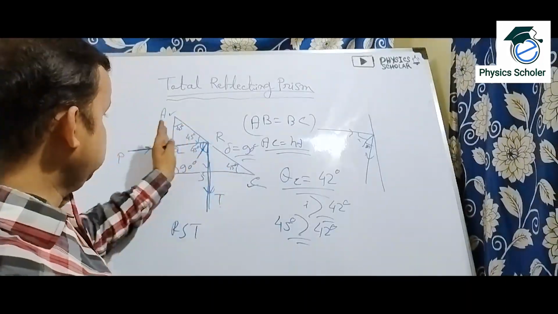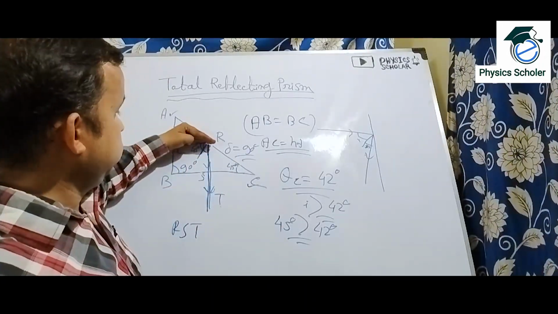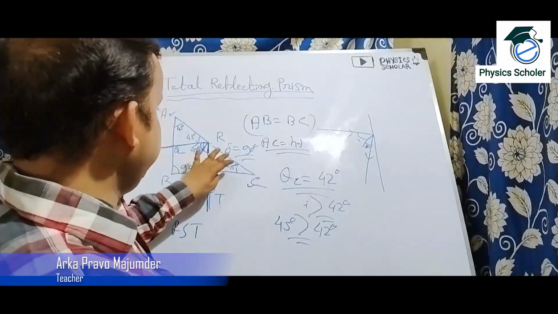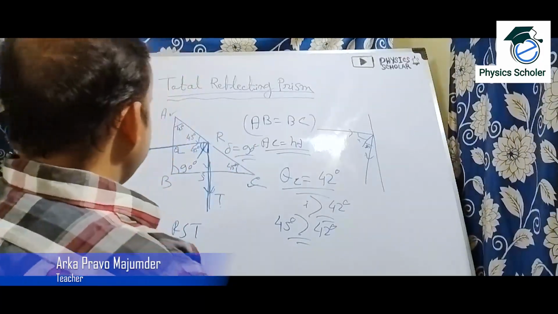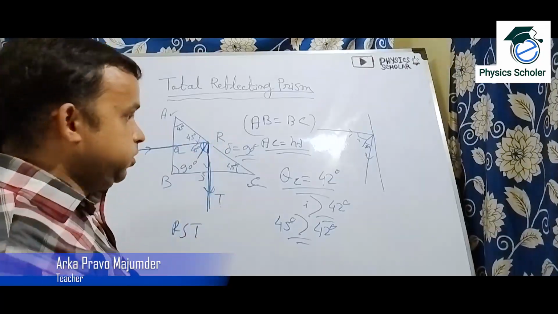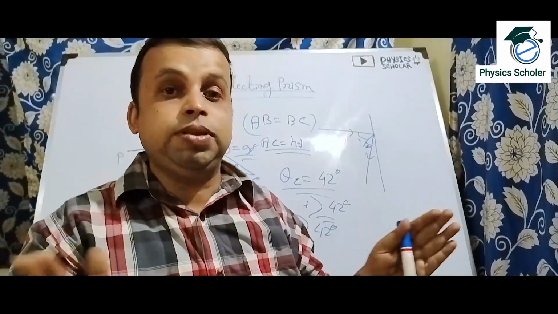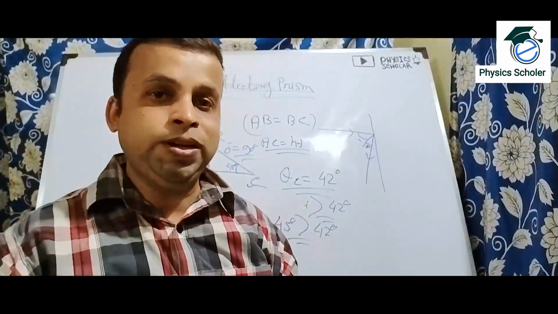Due to this prism, the ray enters along this path and comes out along this path. So what is the angle of deviation? The angle of deviation will be 90 degree. This type of prism, the total reflecting prism, can be used as a substitute for the plane mirror in many optical instruments.